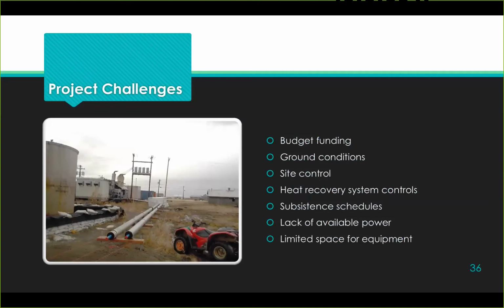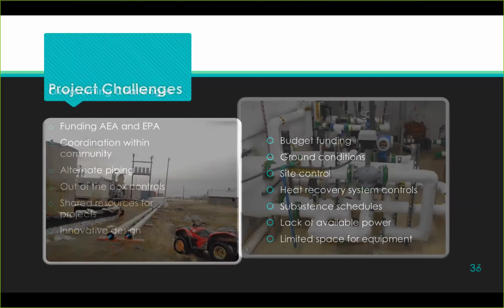Lack of available power. While there was plenty of power at the utility building, the Washateria itself had almost no power available to install a system in. So how are we going to serve a building we couldn't even get power from? And in addition to that, there was almost no space at the Washateria for installing any equipment. So it was a challenge to figure out how we were going to get these systems installed.